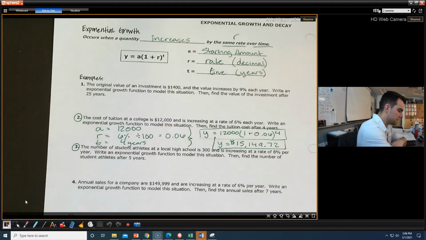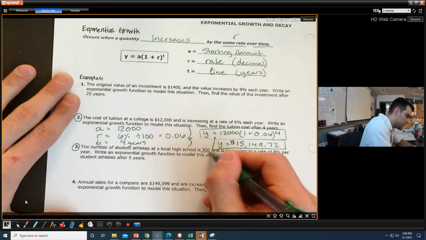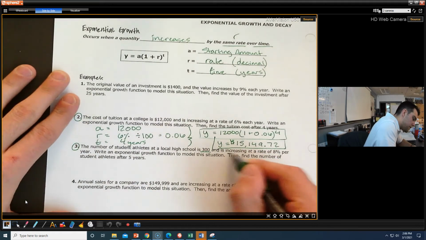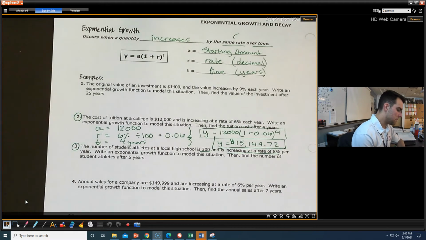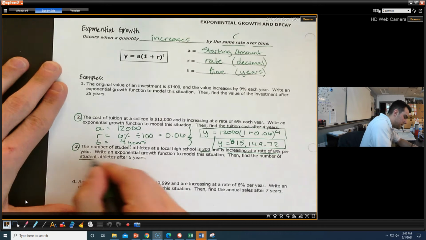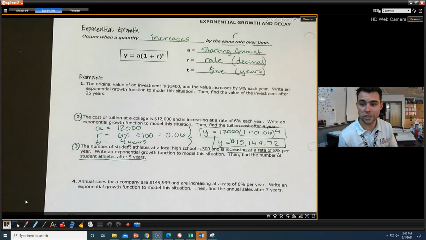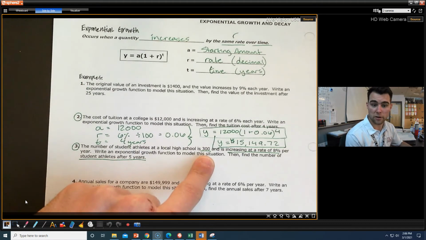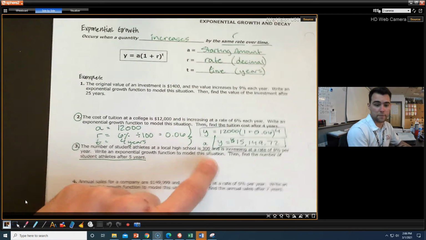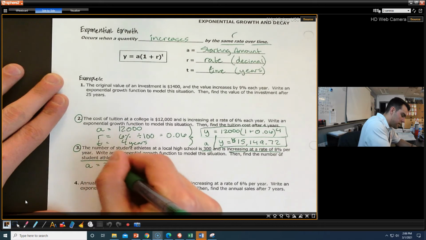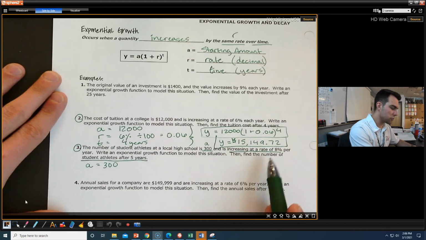So the number of student athletes at a local high school is 300 and is increasing at a rate of 8% per year. Write the exponential growth function to model it, then find the number of student athletes after 5 years. So what I did was I just underlined what I thought were important pieces of this problem. I highlighted my starting amount of local high school student athletes. That's my A right there. I also underlined how much it was increasing by, the rate of 8%.